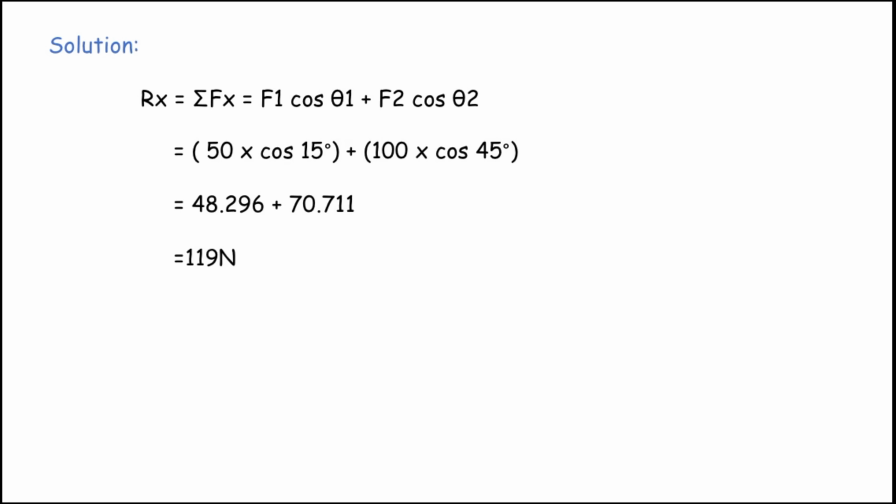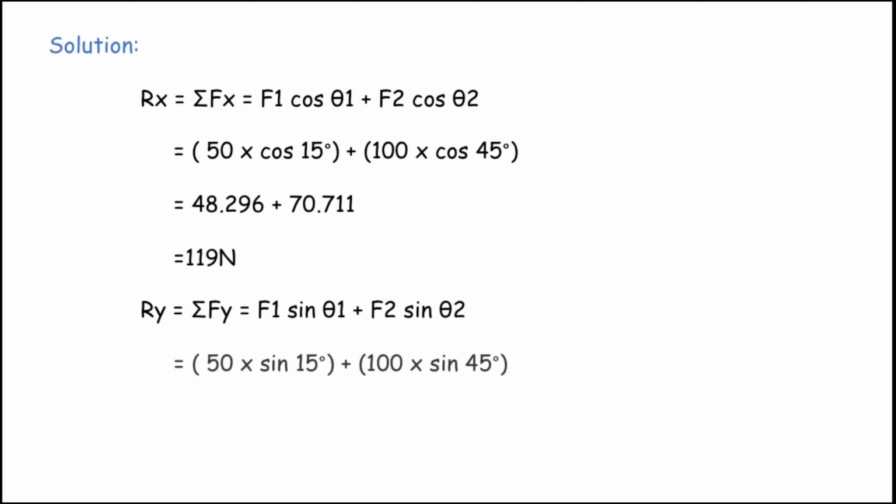Now we are going to find the resultant along the y-axis. So summation of Fy equal to F1 sin theta 1 plus F2 sin theta 2. As I said before, for the y-axis we are using sin theta. So now substitute the values of F1, theta 1 and F2, theta 2. So 50 into sin 15 degree plus 100 into sin 45 degree. The value will be 12.941 plus 70.71. Now the summation of the values is 83.65 Newton. The resultant along the y-axis is found.